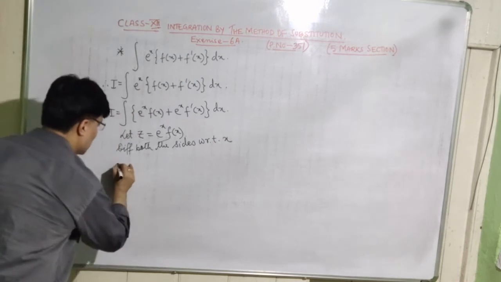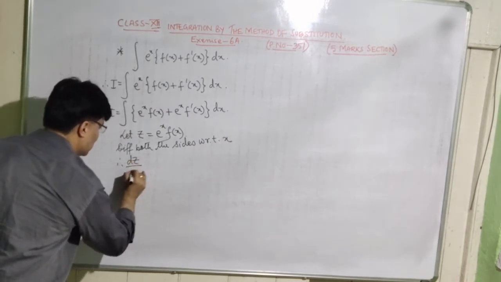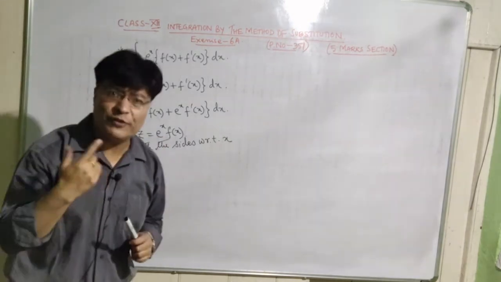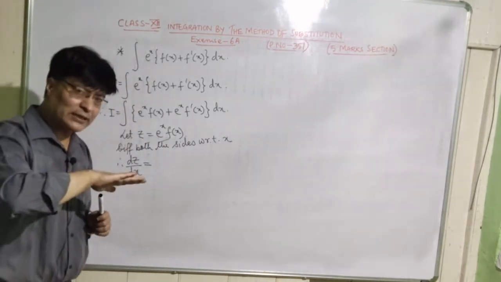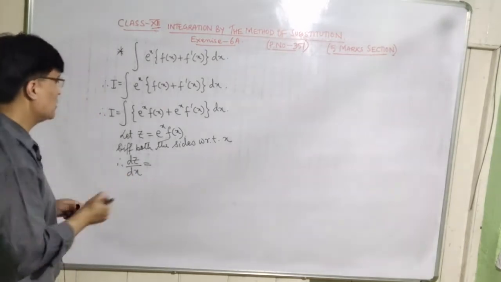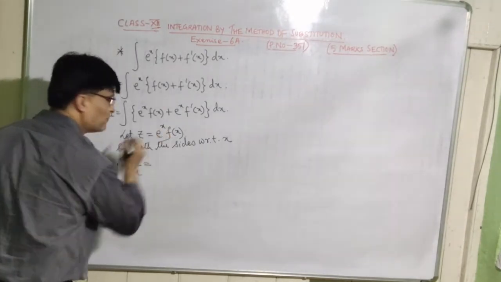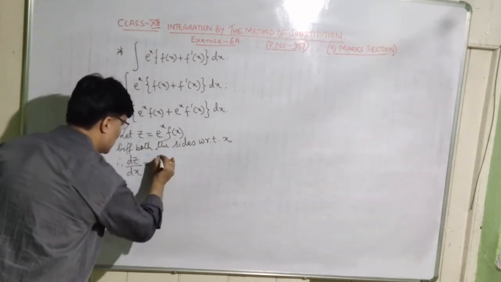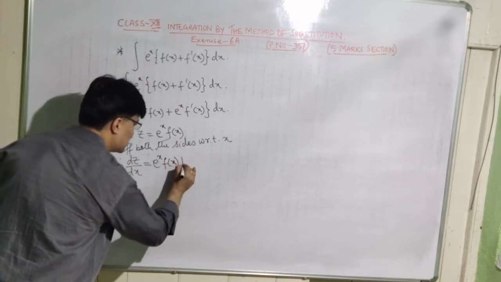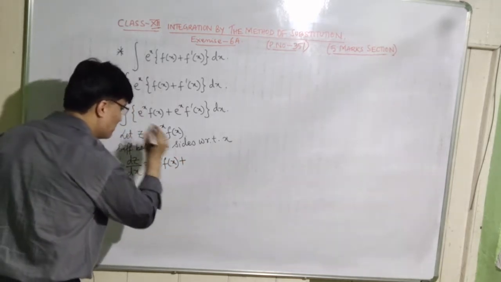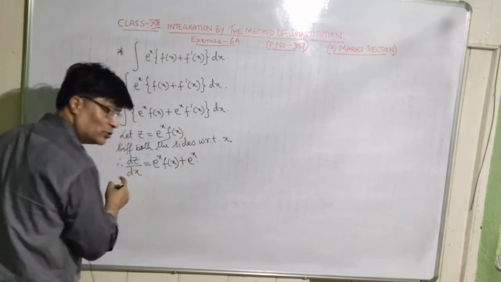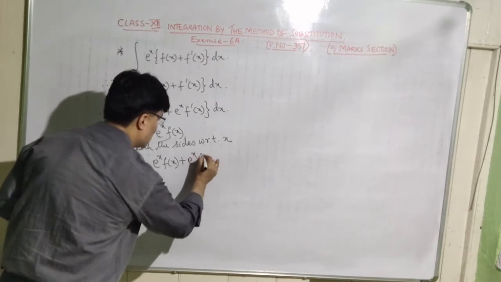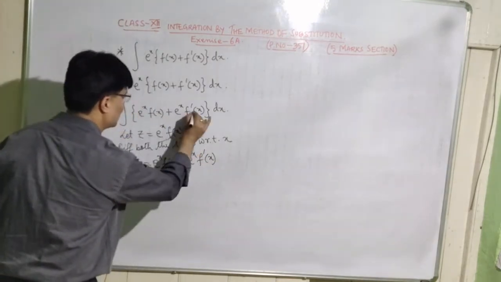So dz by dx is, you can use UV rule here, isn't it? You know what is UV rule? एउटालाई differentiate गरेर अर्कोलाई same राख्दै जाने. So let us differentiate e to the power x first. What is the differentiation of e to the power x? e to the power x. f of x is kept as it is plus, now e to the power x is kept as it is into, now differentiate f of x with respect to x. What is this differentiation? It is f dash of x. That means we are getting this term.